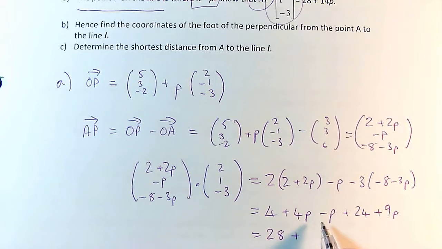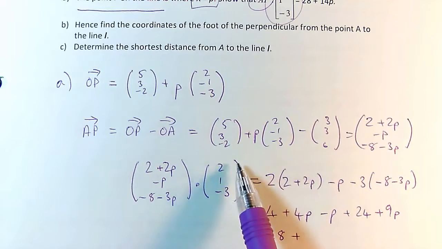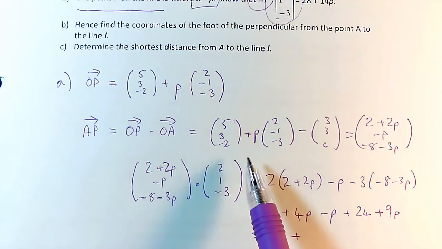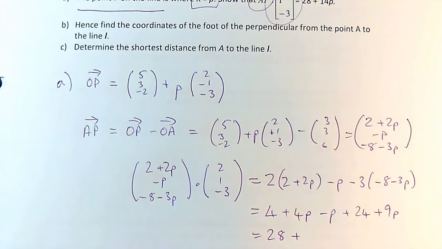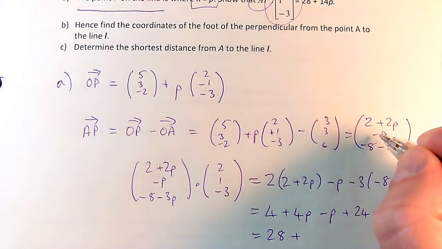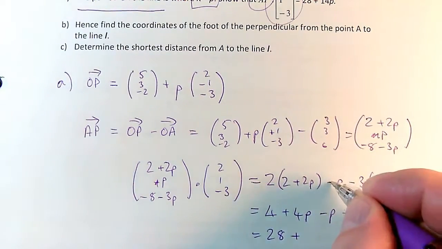I don't believe this. What's going on? What's going wrong? Oh, this was a (2, 1, 3), wasn't it? It wasn't 2, minus 1, minus 3. It's 2, plus 1, 3. So this was a plus P here. So that was a plus P there. So that was a plus P there.